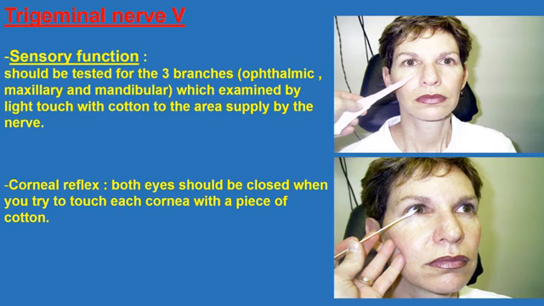And also, we can examine the corneal reflex, in which both eyes should close when we try to touch each cornea with a piece of cotton. By putting the cotton near the eye and approaching it to the eye, the patient should close both eyes, not just unilaterally, but should close bilaterally in normal cases.